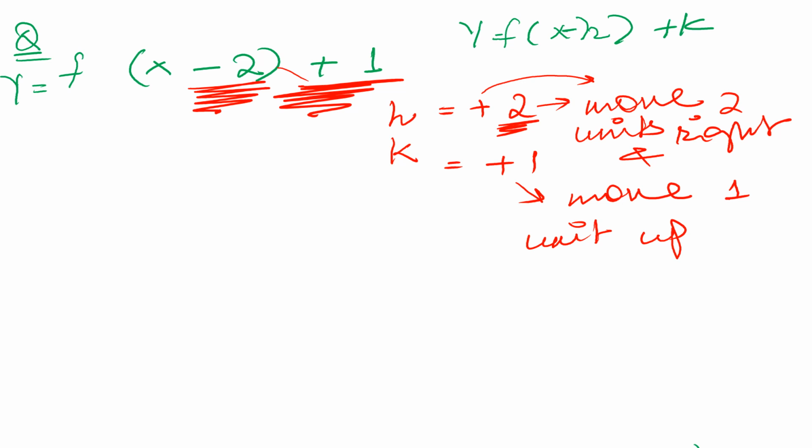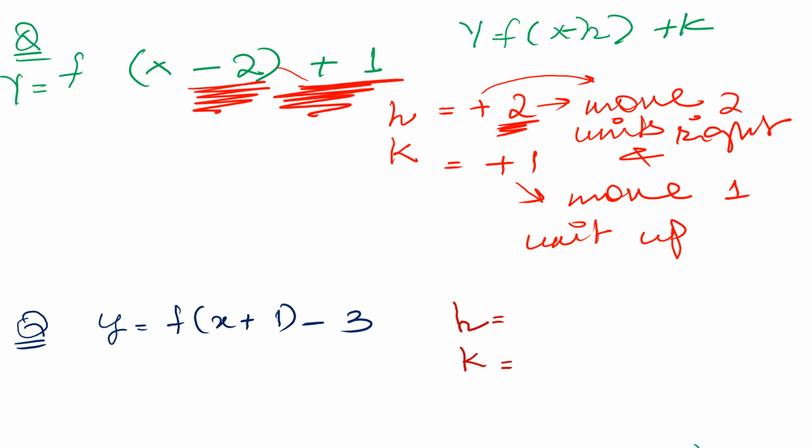Let's check one more example before moving forward. So y equals f of x plus 1 minus 3, for example. What I told you is that the first thing is you have to find out what is h and what is my k. So take the opposite sign of h. Here plus 1 is written, you have to take the opposite sign, which means minus 1. Here negative 3 is written, you have to take the same sign for the k.